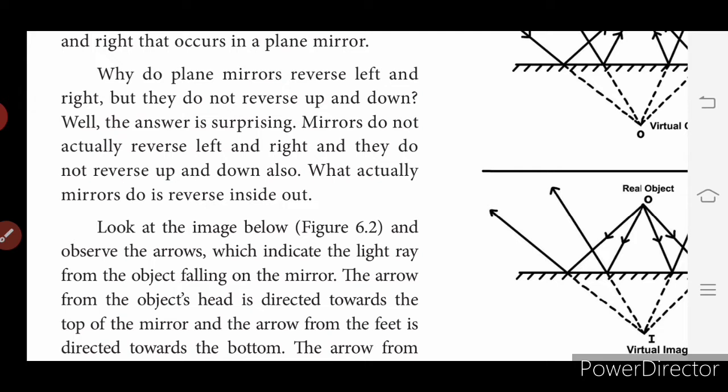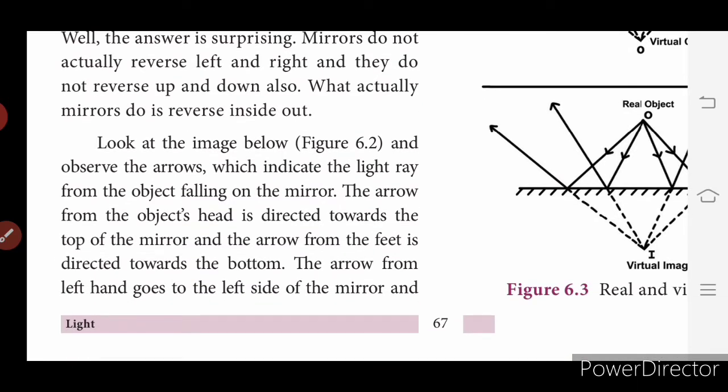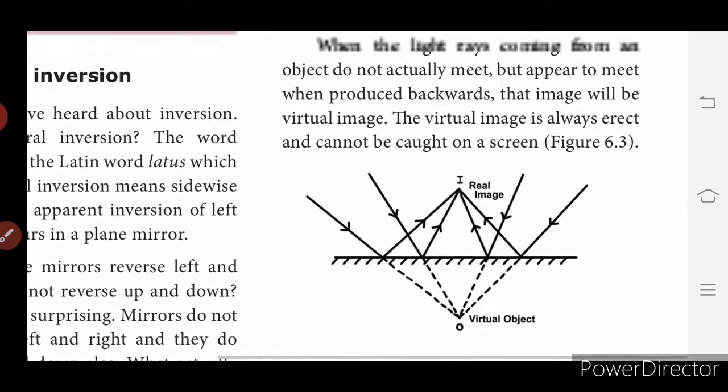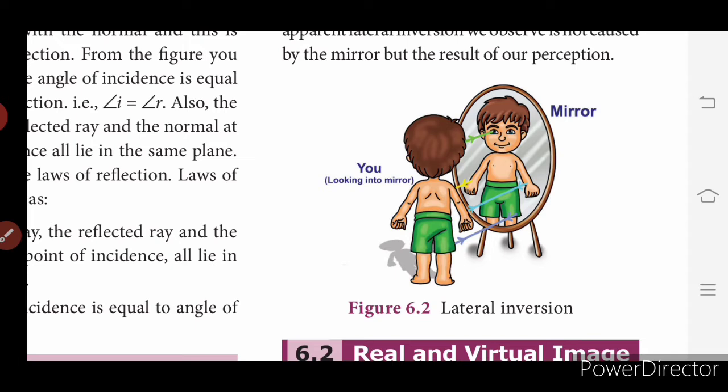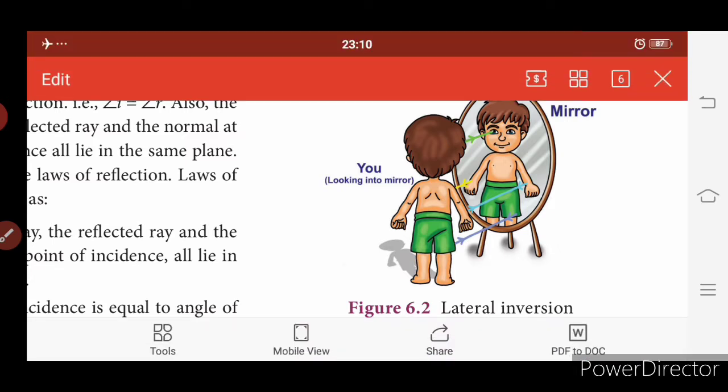The arrow from the object's head is directed towards the top of the mirror, and the arrow from the feet is directed towards the bottom of the mirror. The arrow from the left hand goes to the left side of the mirror and the right hand towards the right side of the mirror. So head towards the head, left towards the left, right towards the right and feet towards the feet. So there is no reversal in the left and right side as well as in the up and down movement. Here you can see that there is no switching.